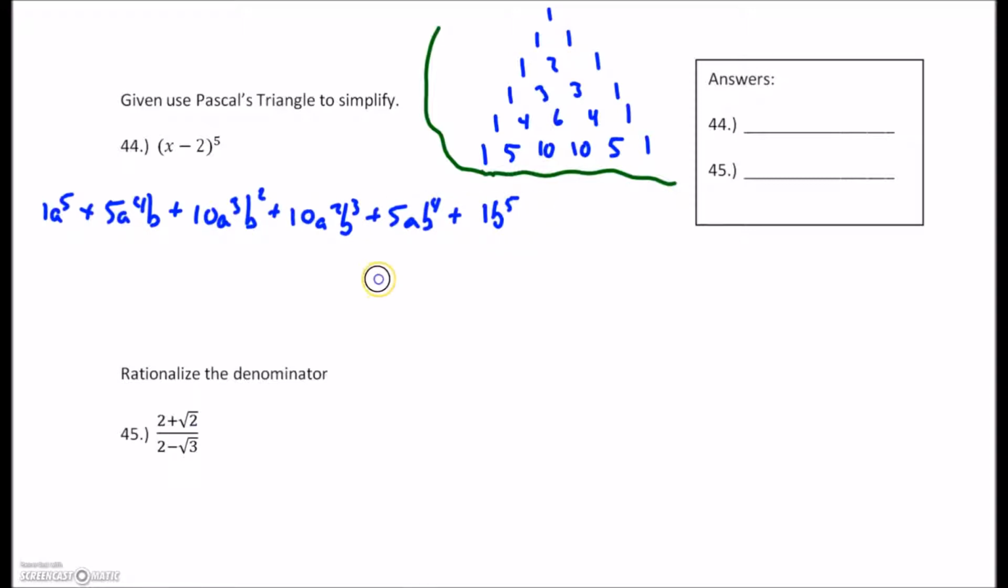But instead of a plus b to the 5th power, I have x minus 2, which essentially just means that every place I have an a, I'm going to plug in this x. And every place I have a b, I'm going to plug in the negative 2. So I'm just substituting. Instead of a and b, I have x and negative 2. So I'm going to plug each of those in. So here I have x to the 5th. Here I've got x to the 4th times a negative 2. And I'm just substituting each of these, plugging in those values for each of these a's and b's.